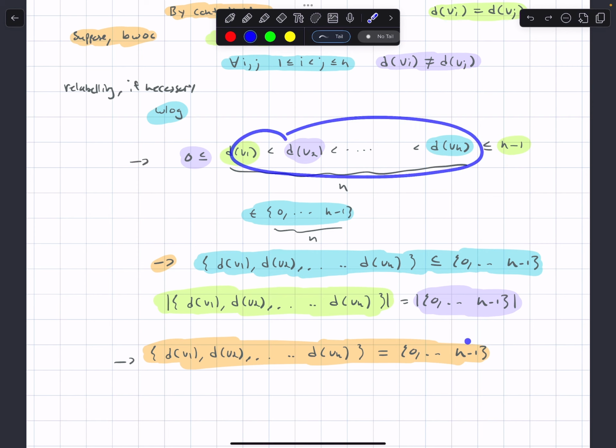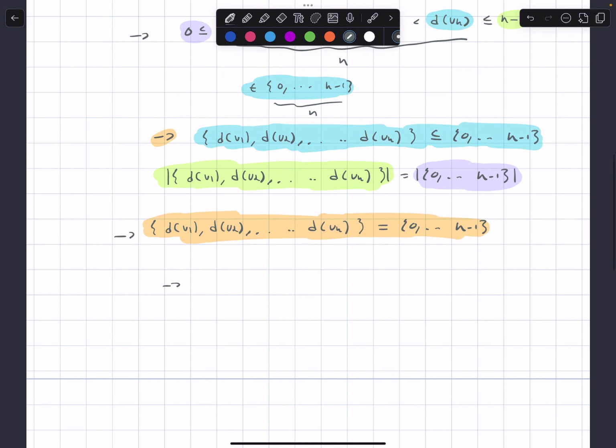These are the same numbers as these in order, since d of v1 is less than d of v2 all the way through d of vn. So that tells us that d of v1 is equal to 0, d of v2 is equal to 1, and in general, d of v sub k is going to be equal to k minus 1. We put our dot dot dots through. I'll just keep going down.